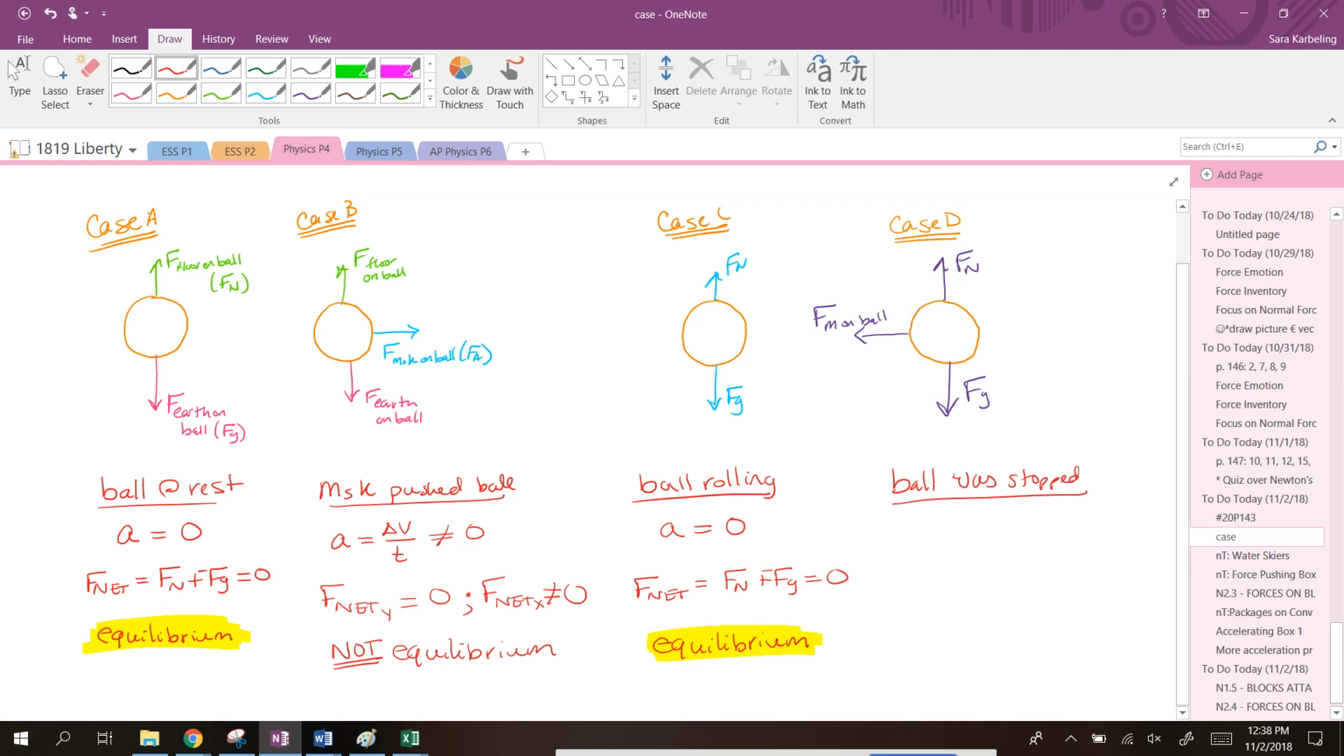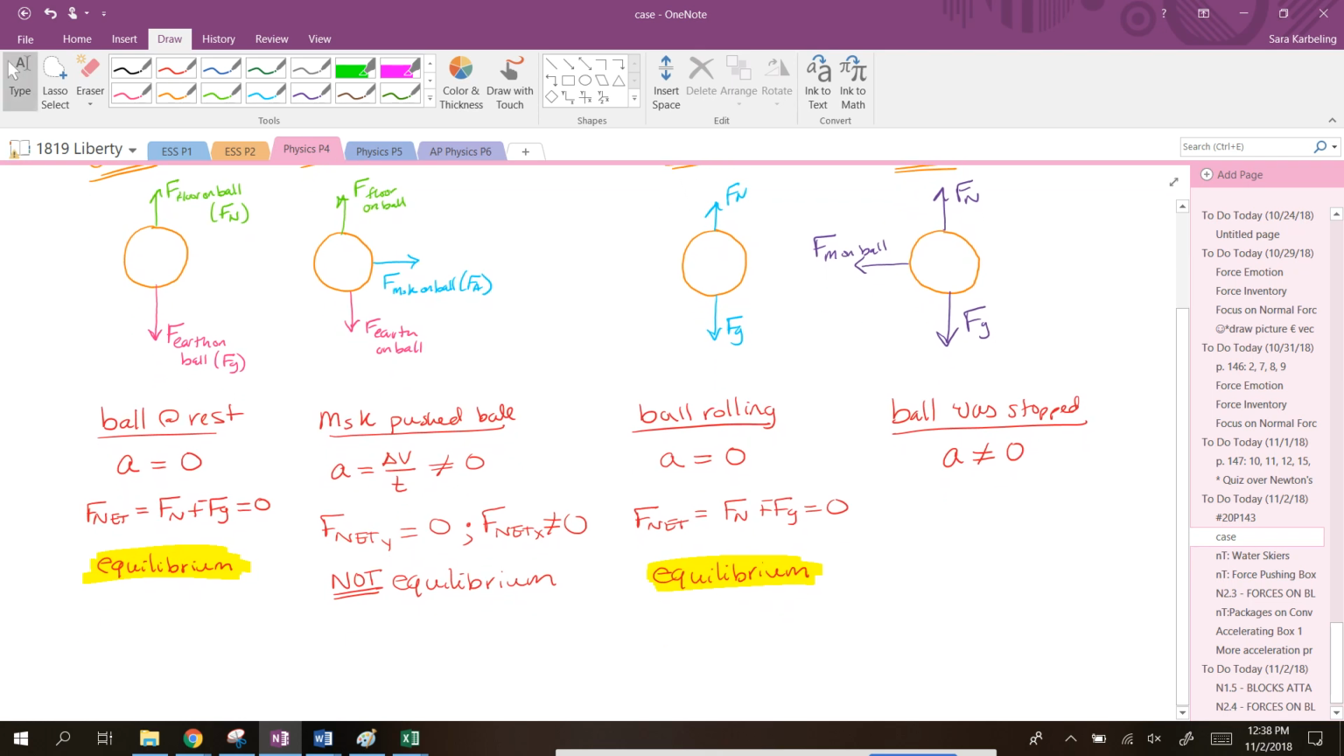The ball was stopped. Did the ball accelerate? Absolutely it did. The acceleration was not equal to 0. We're going to look at this again in the y direction. Is there a net force? Fn plus negative Fg adds up to 0. So there's no net force in the y direction, which means there's no acceleration in the y direction, right? It's not accelerating up, it's not accelerating down, but the ball is for sure accelerating. Which direction is it accelerating in? If it's not the y, it's in the x direction, right?